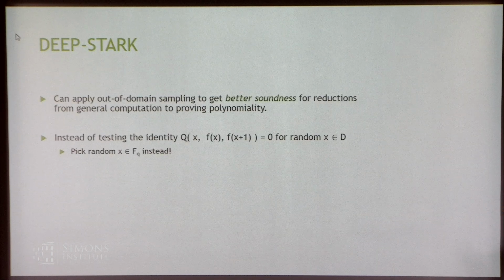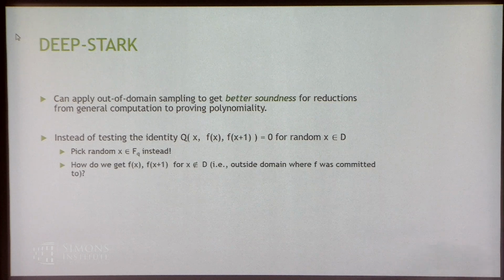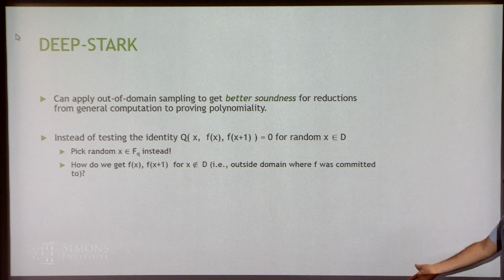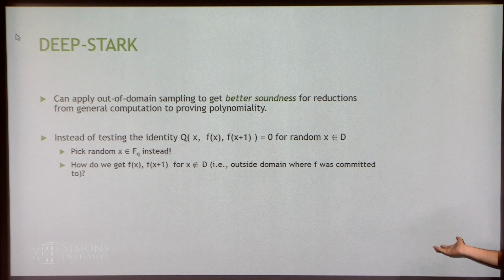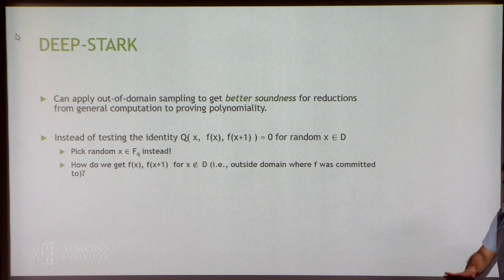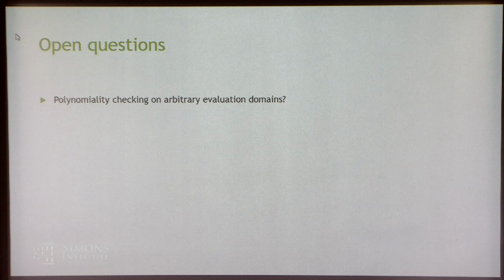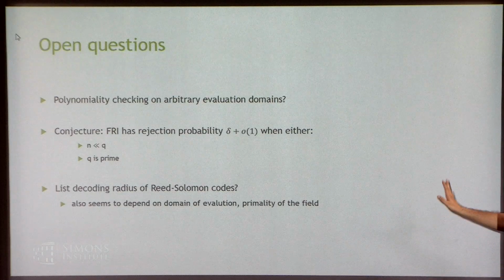Okay, and one can apply the same method to improve the STARK reduction from general computation to polynomial proving. You can ask for values outside the domain where your function is committed to, and you just ask for it and incorporate it into whatever was written, and it helps you. Good. And some open questions, which I'll just leave up. Thanks.